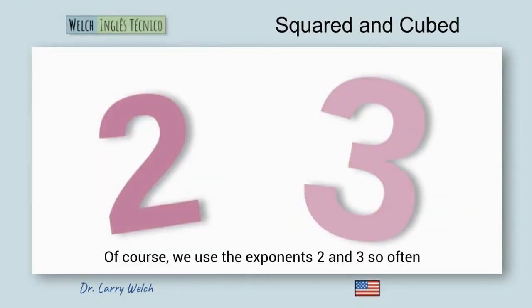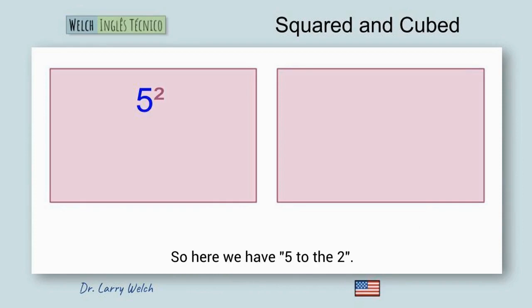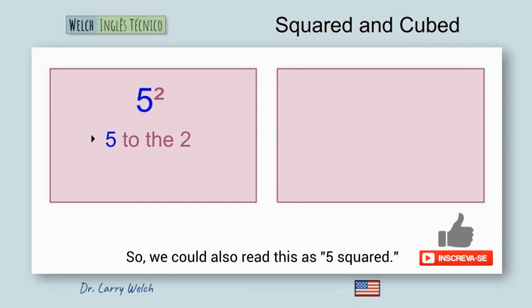Of course, we use the exponents 2 and 3 so often that they have special names. In this lesson, every time we see the exponent 2, I have simply used the name of the number 2. So here we have 5 to the 2. But as you already imagine, we quite often use the word squared when the exponent is 2. So we could also read this as 5 squared.